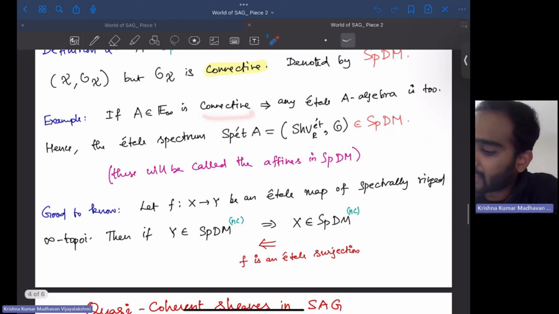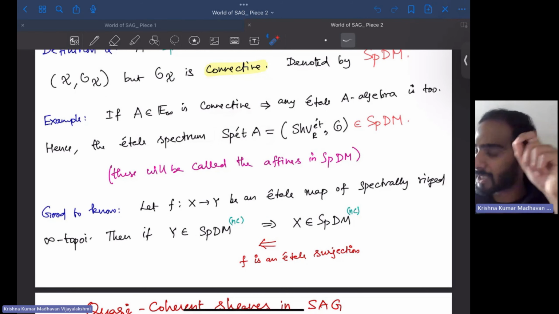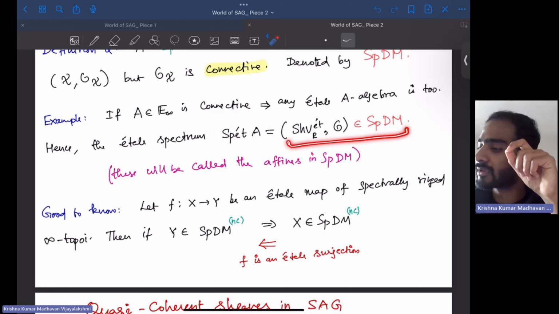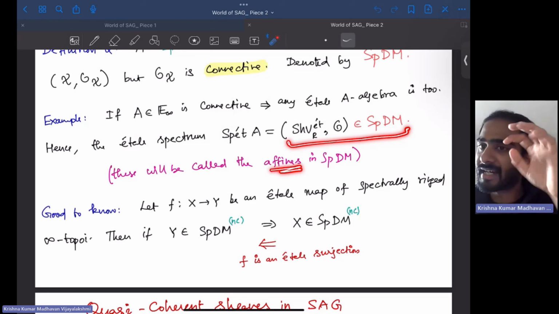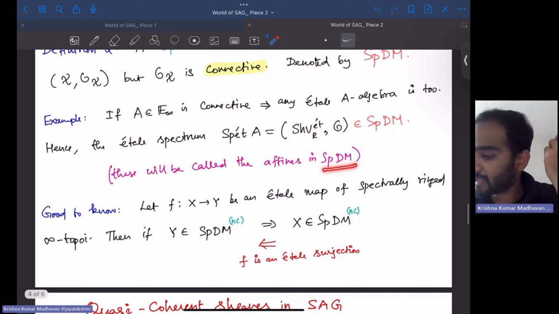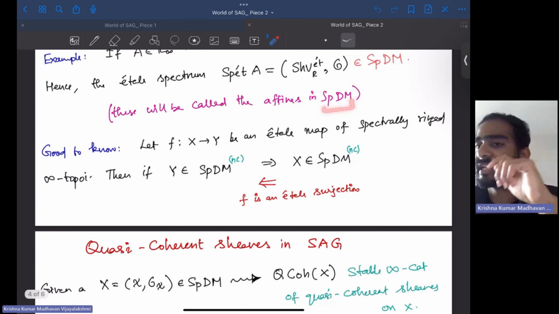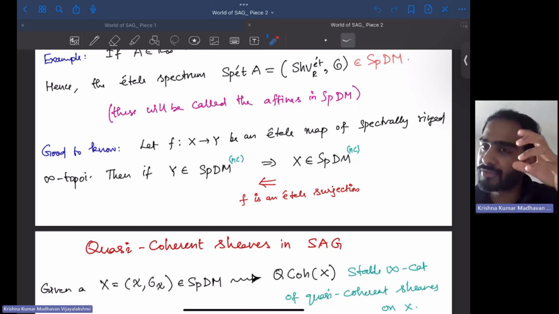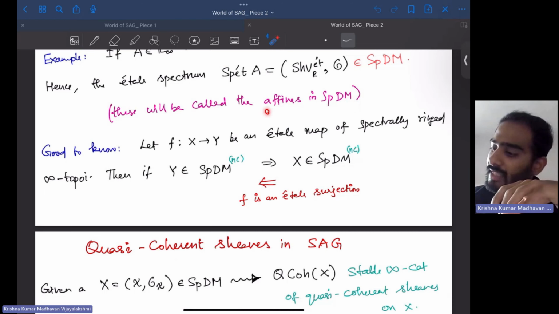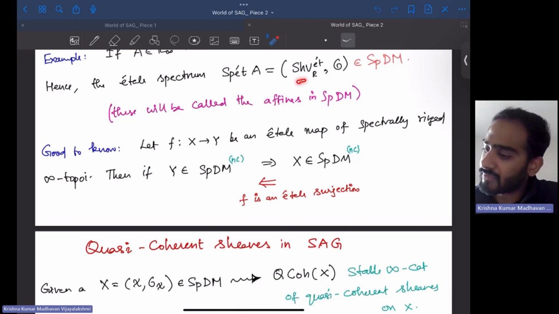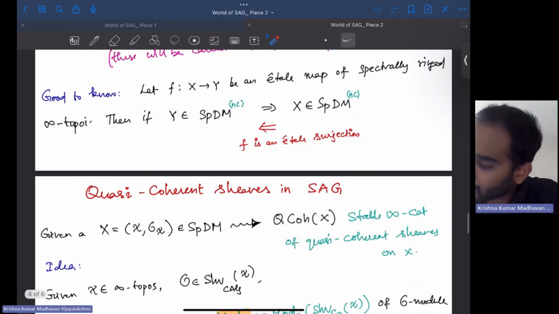Taking a connective infinity sheaf, then taking the Spét of it, like taking the étale spectrum of it, we get what is called the affine guys in the setup, let's say. So it's a very basic example, and we'll see any spectral Deligne-Mumford stack locally looks like this. So it's sort of patched from the affine, which is defined with respect to this étale topology.